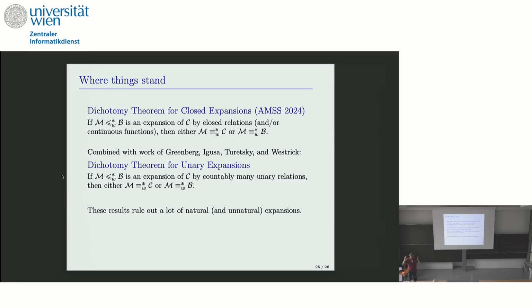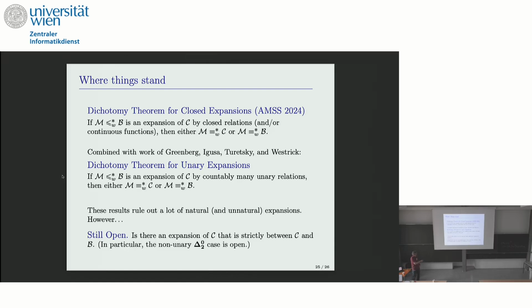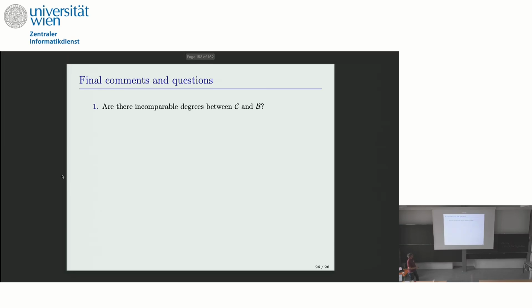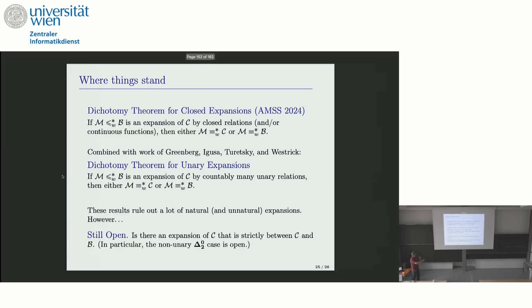There's just a lot of examples ruled out now that can't be strictly between Cantor space and Baire space. But we don't know. Maybe there still is an expansion of Cantor space strictly between Cantor space and Baire space. The non-unary delta 2 case is open. Okay. So, yeah, that's really the one question.